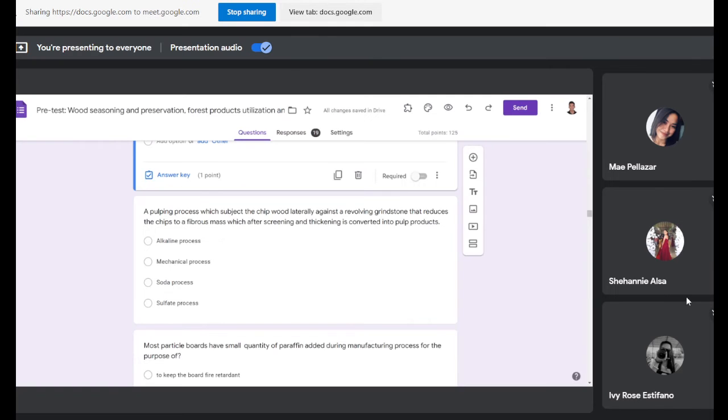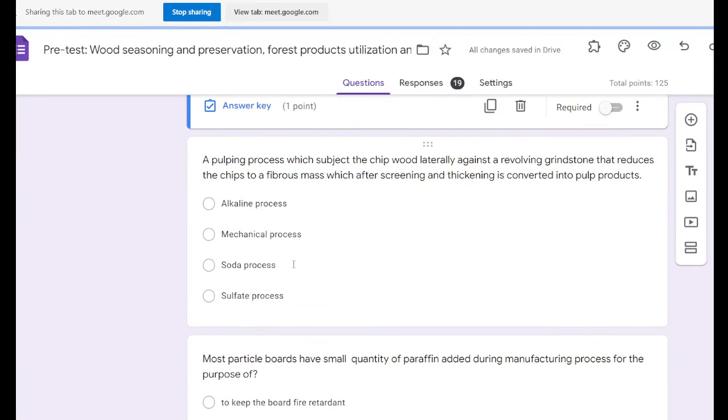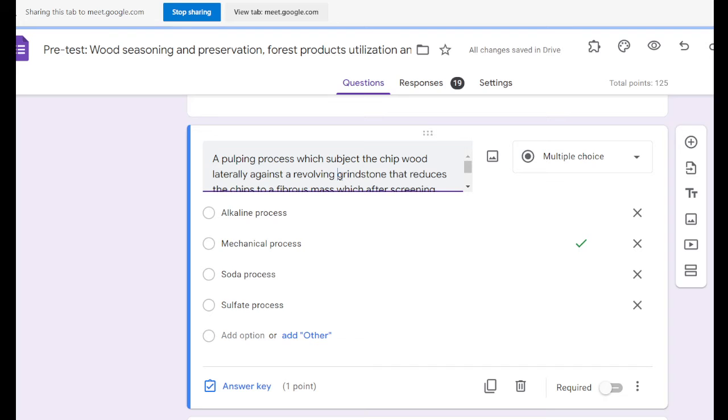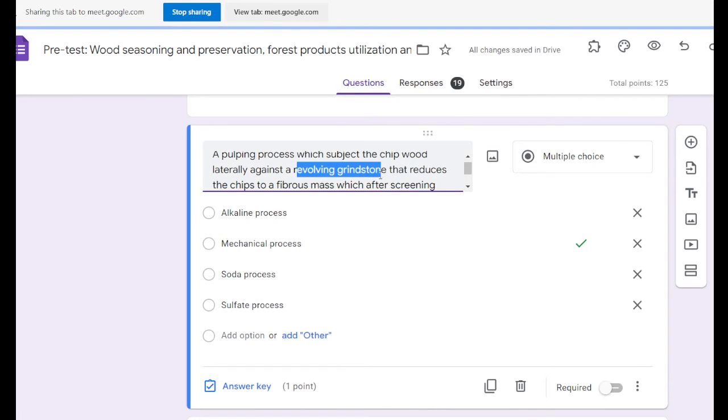Sa answer ano? No, Erica. Sulfate process, sir. Actually, no. The correct answer for this one is mechanical process. Ano mechanical? It uses a revolving na grindstone. Okay? Ang gamit niya sa pag-produce og pulp is revolving grindstone instead of chemical.